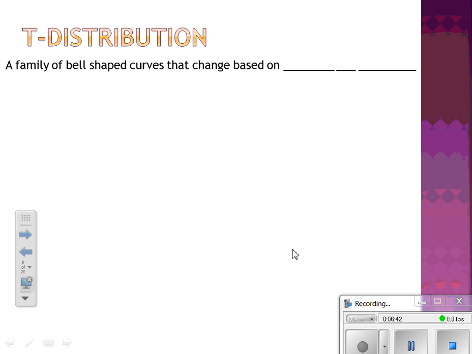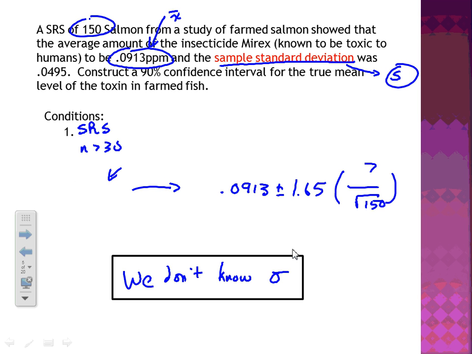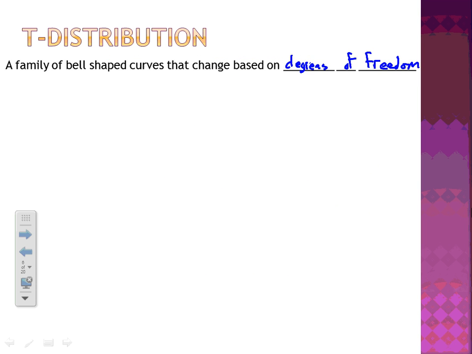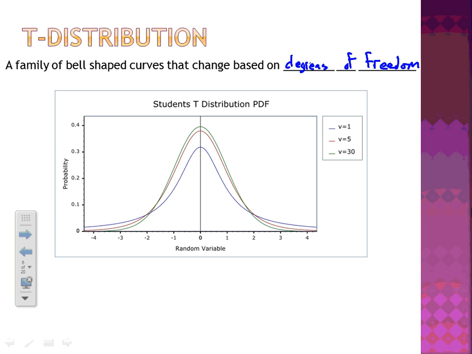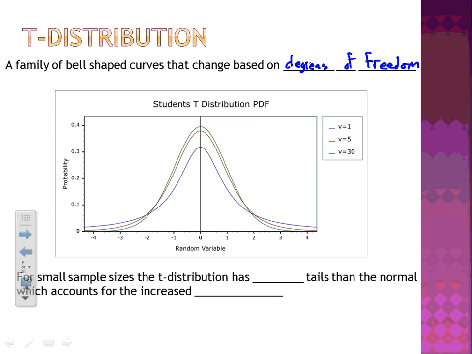It's a family of bell-shaped curves that's based on what are called degrees of freedom. Degrees of freedom are associated with sample size. Here's the idea with a t-distribution: it's a shifting set of normal curves.